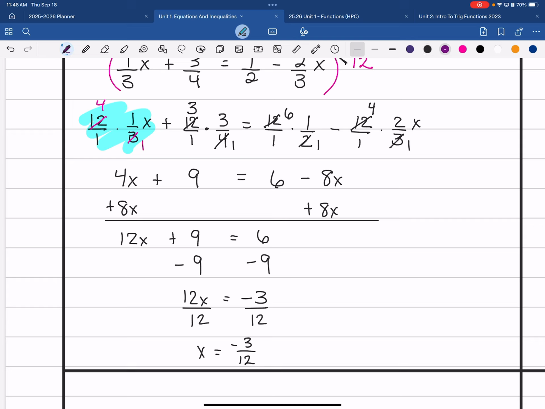I see that 3 goes into itself and 12, so I'm going to divide both my numerator and my denominator by 3 to simplify this fraction. And so my end result is x equals negative 1 over 4.